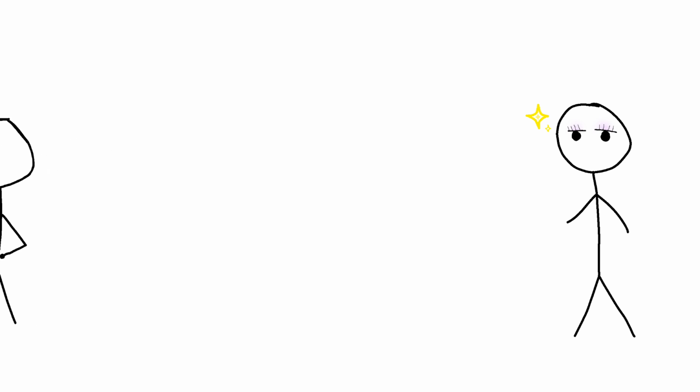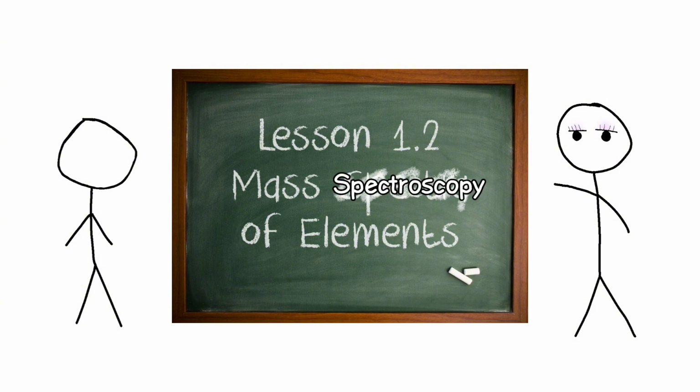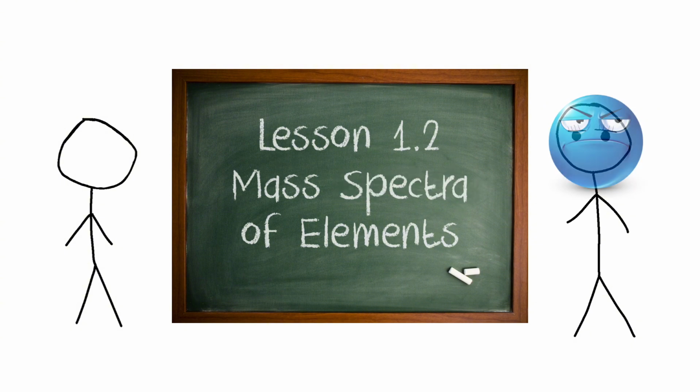Today we will be going over Unit 1, Lesson 2 of AP Chemistry, Mass Spectra of Elements. It used to be called mass spectroscopy of elements, but whatever. Same material, just different names. Let's start with some simple facts you need to know for this lesson concerning isotopes.